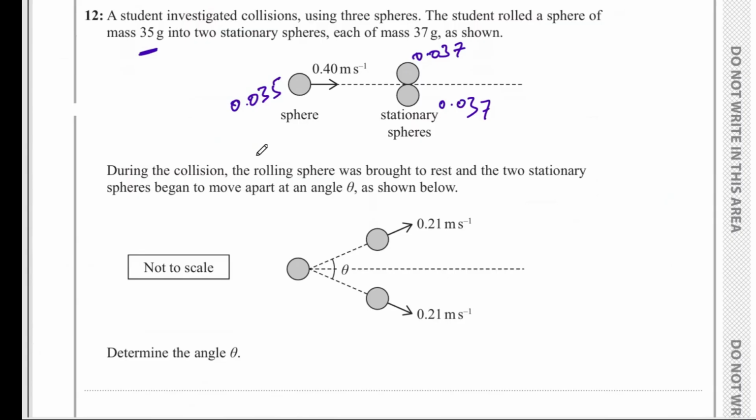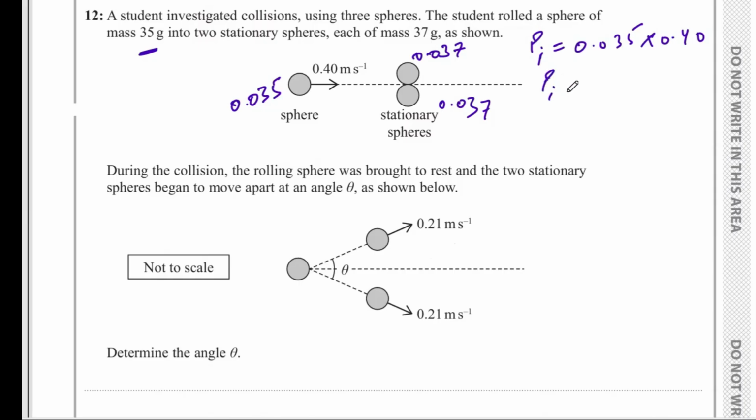During the collision, the rolling sphere was brought to rest. After the collision, the velocity of this sphere is going to be 0. And these started moving with a velocity of 0.21 meters per second. We need to determine an angle theta, right? So first of all, I'm just going to calculate the initial momentum. The initial momentum would be the momentum of this sphere. That's going to be 0.035 times 0.40.